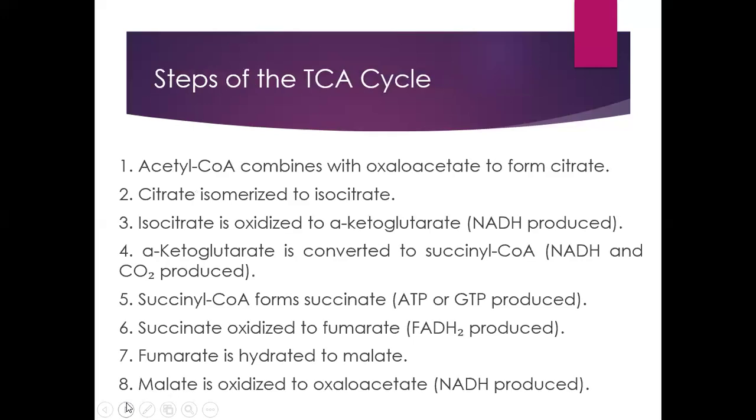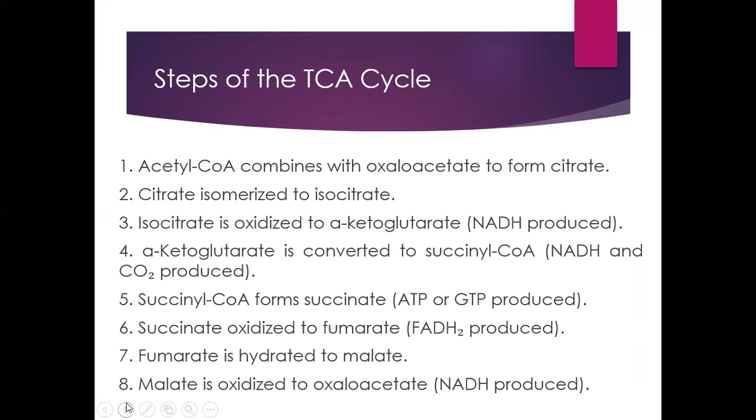There are several steps involved in the TCA cycle. The first step is the combination of acetyl-CoA with oxaloacetate to form citrate. Now, when citrate is formed, it undergoes isomerization to form isocitrate, which is oxidized to alpha ketoglutarate, producing a molecule of NADH. Alpha ketoglutarate is converted to succinyl-CoA and produces another molecule of NADH as well as carbon dioxide.